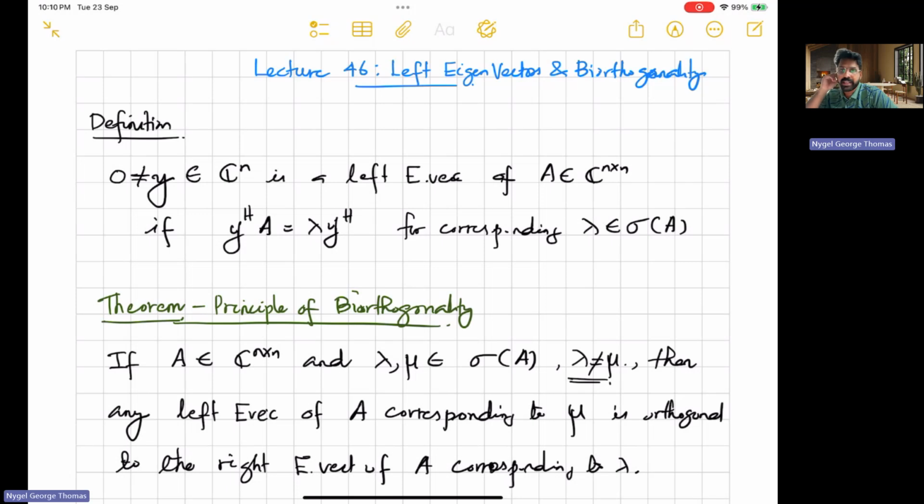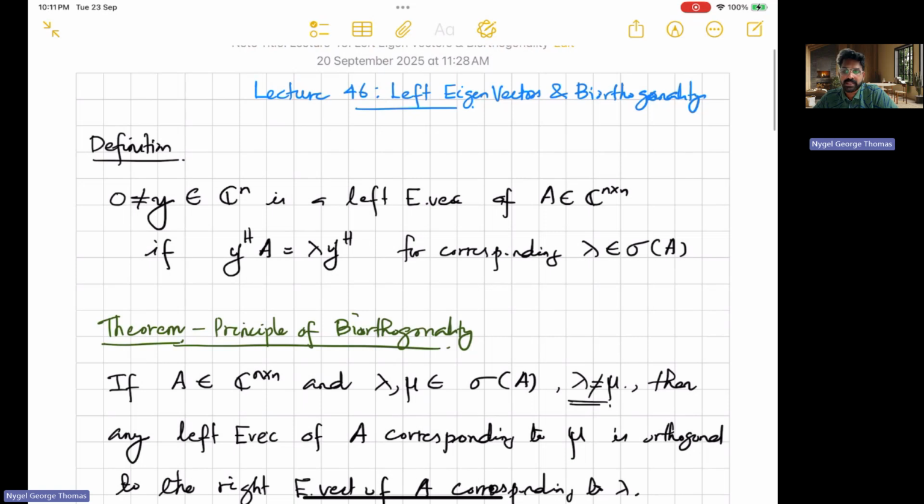Now let's discuss the idea of left eigenvectors. Ax is equal to lambda x is what we've seen as eigenvectors, right? There we are actually right multiplying by a vector x. In a similar fashion, we can also left multiply by a row vector, and such an eigenvector is known as the left eigenvector. Okay, let's look at the definition.